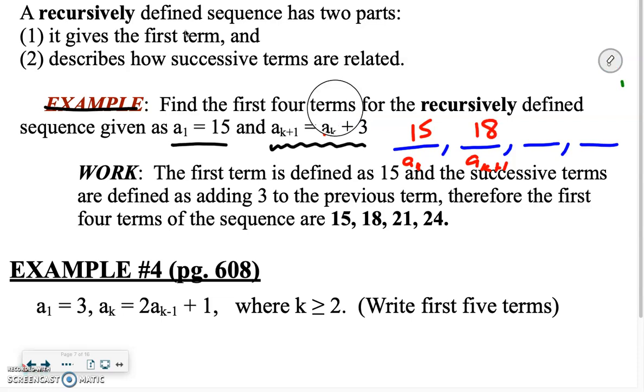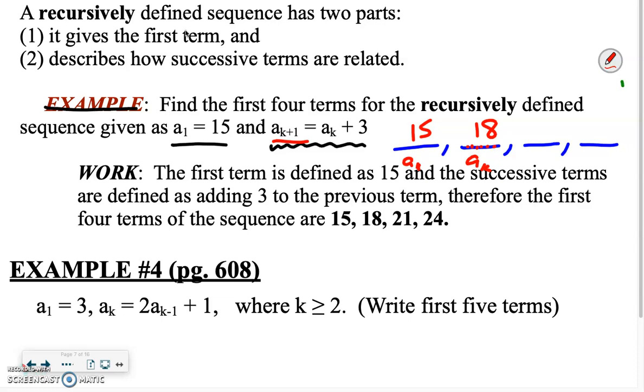Now, from here, everything shifts. Now a sub k is this term. Again, a sub k, for our purposes, just represents our current term. So right now, our current term, the one that we just found, is our second, a sub 2. So our next term is going to be a sub k plus 1, or in this case, our third term.